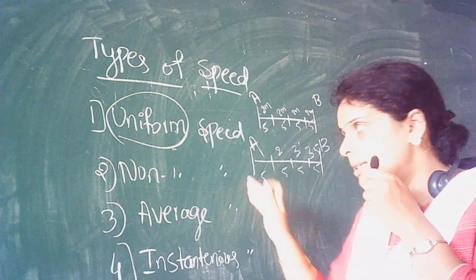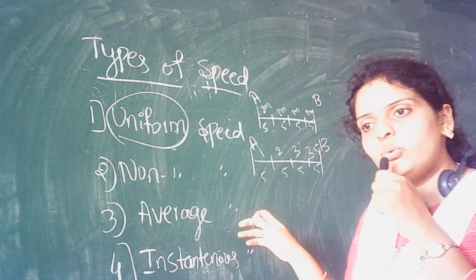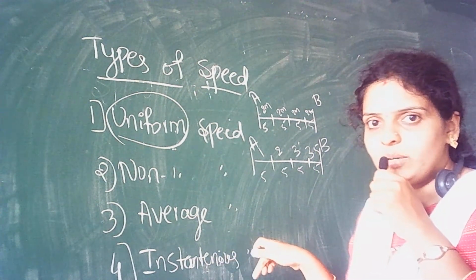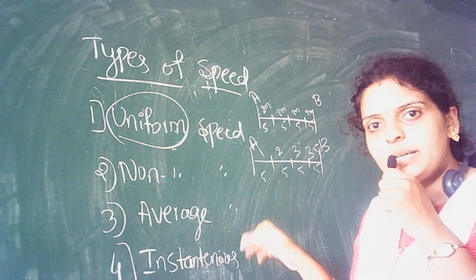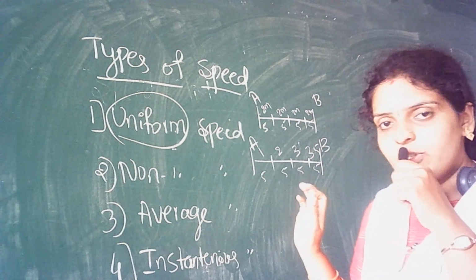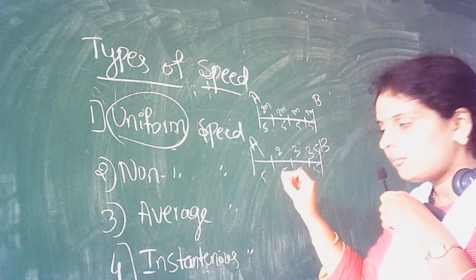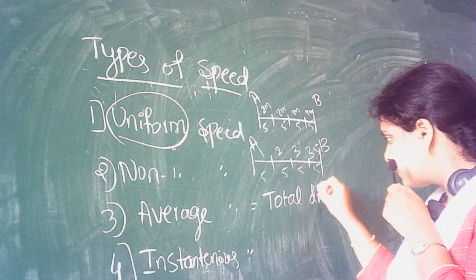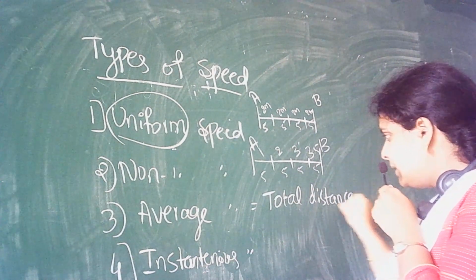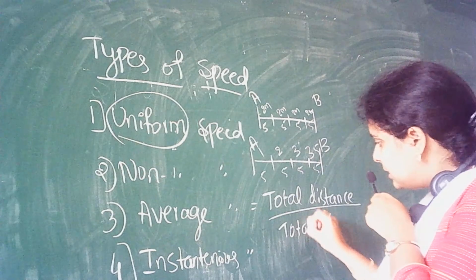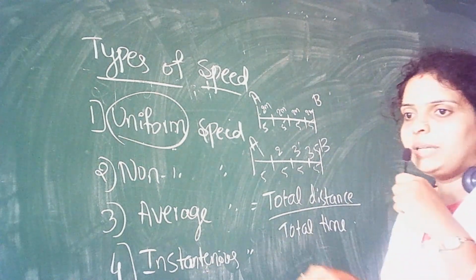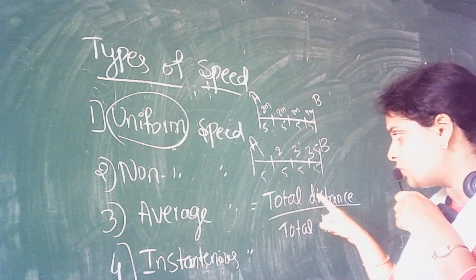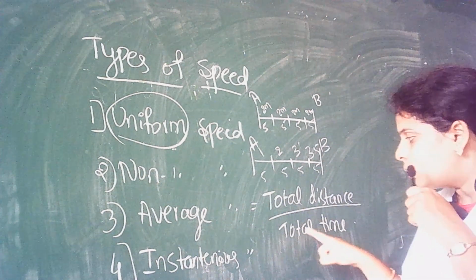The next two, these two are very common terms: average speed and instantaneous speed. What is average speed? What is instantaneous speed? Average speed, how do you define it? You just see. Average speed is nothing but total distance traveled divided by total time taken. So what is the average speed? It is the total distance traveled by the body divided by the total time taken.